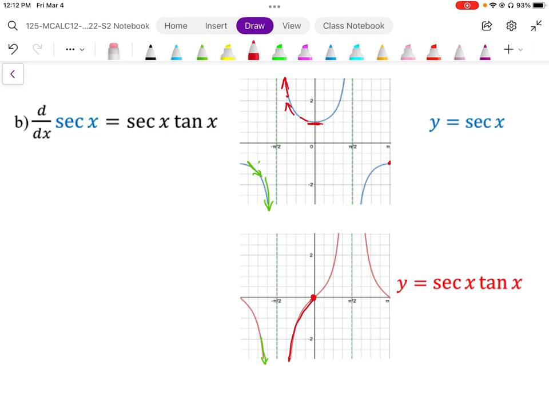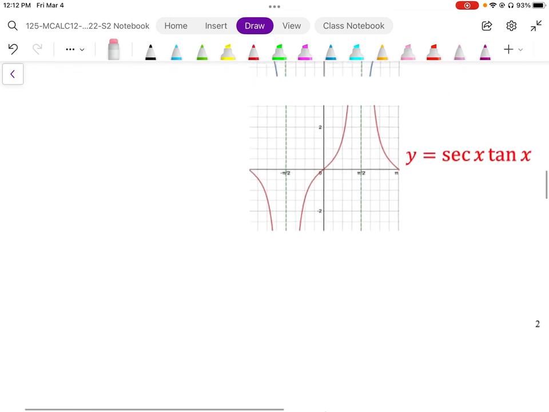We have our horizontal tangent here. We've got a y value of zero here. And this is a mirror image. Instead of going negative slope, it's going positive slope. So we should have a mirror image coming this direction. Okay, so again, this is positive slope, positive slope, positive slope working out here. It's going towards zero. So again, based on shape, we can justify the secant derivative as secant x tan x.